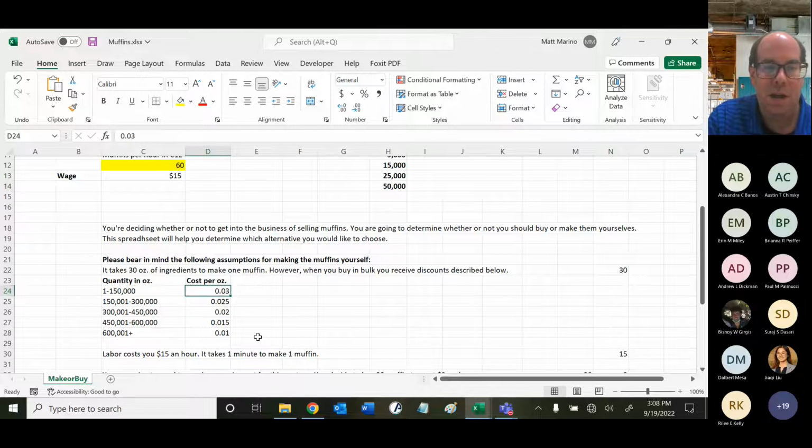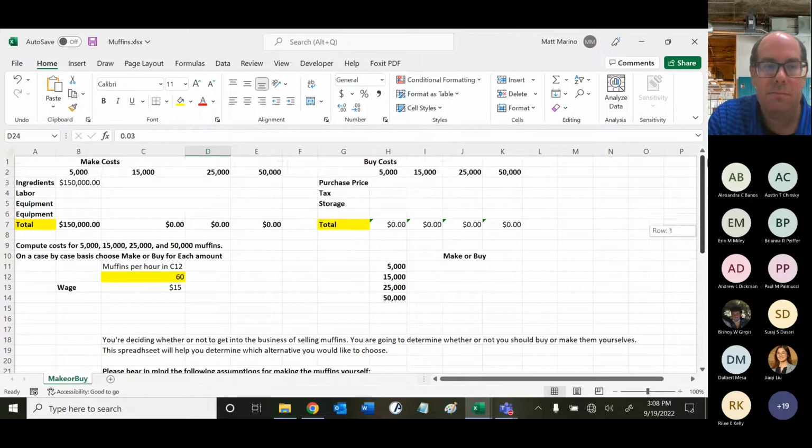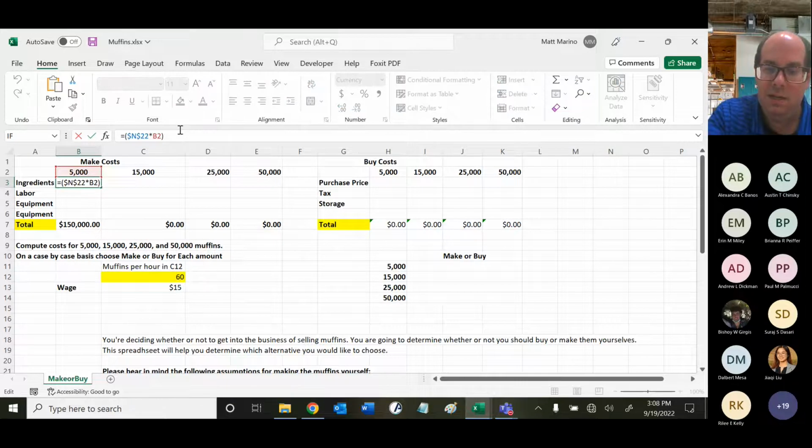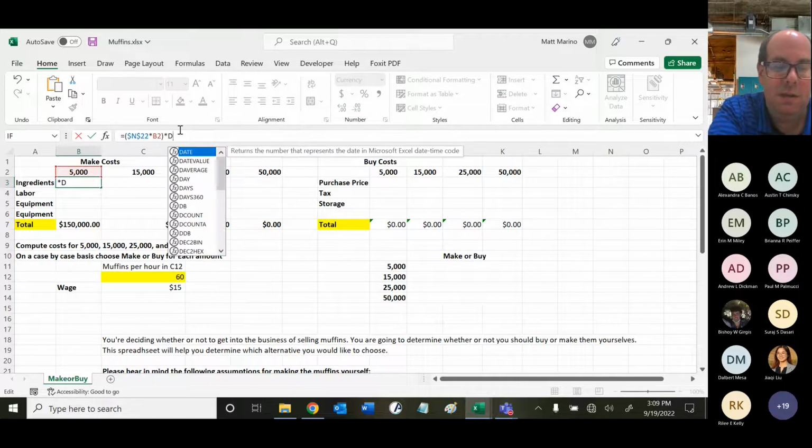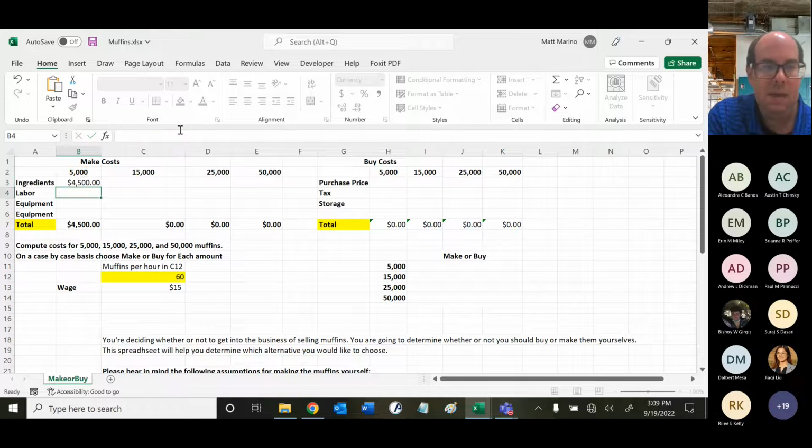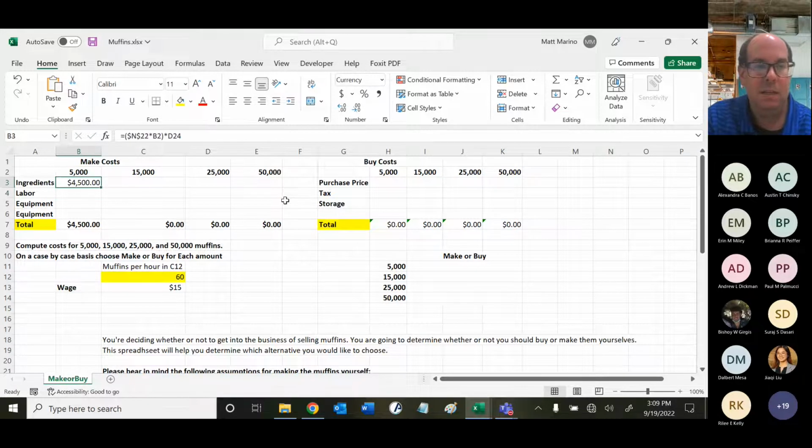So now it's going to be cost per ounce is 3 cents, which is in cell D24. So we go back into that first formula and now multiply this by D24. Now we have an amount of money. So that 150,000 ounces of muffin batter, let's say, cost us 4,500 bucks. So now what do we do for the next one?